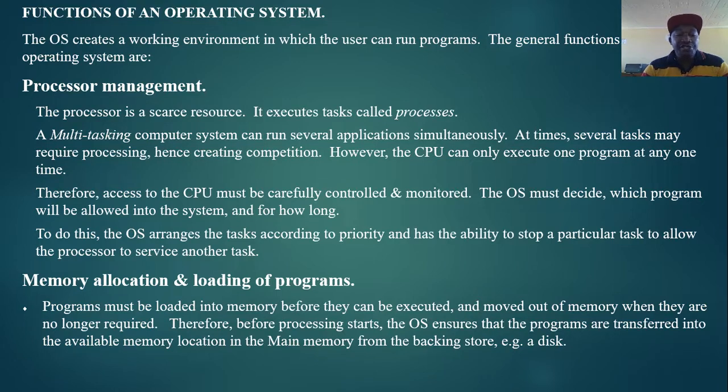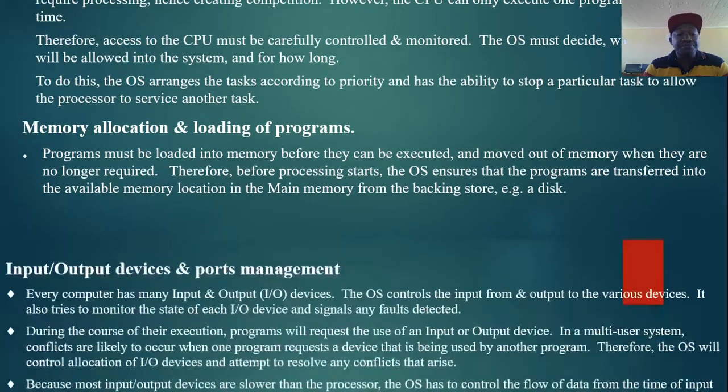Then we have memory allocation and loading of programs. Programs must be loaded into the memory before they can be executed and moved out of memory when they are no longer required. So that is the purpose of the operating system, to ensure that programs are pushed into the memory for execution, and once they are done, they are removed to free the memory.